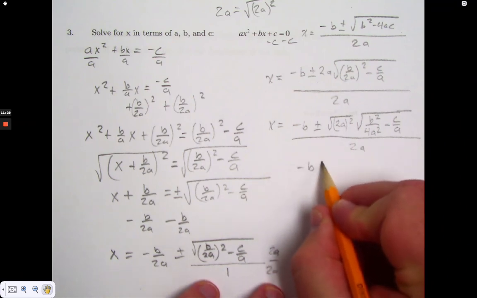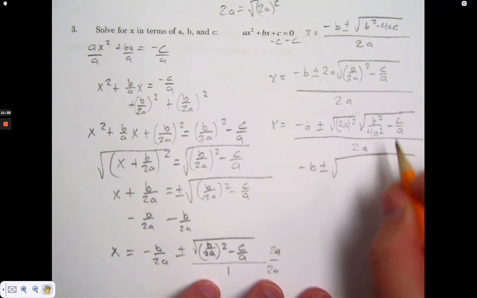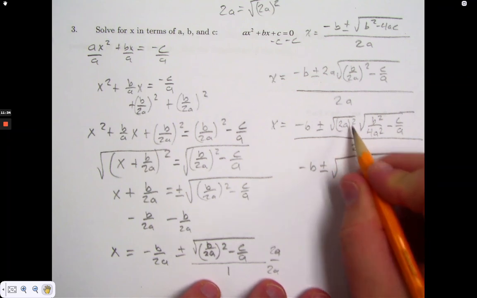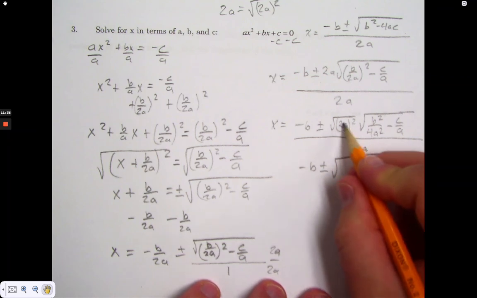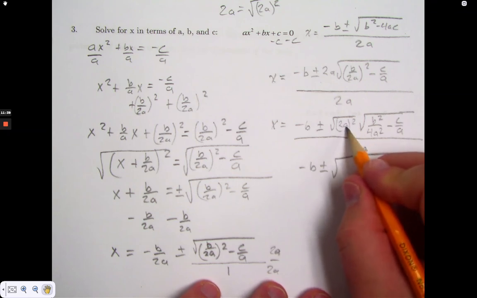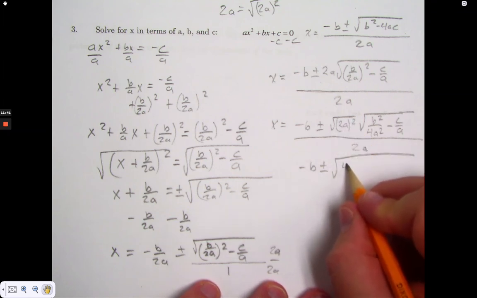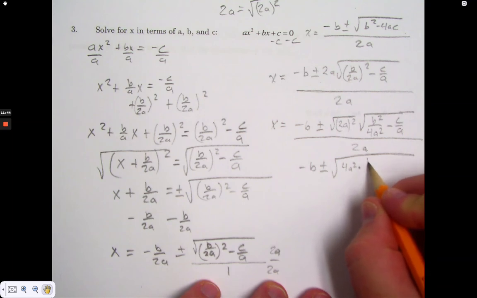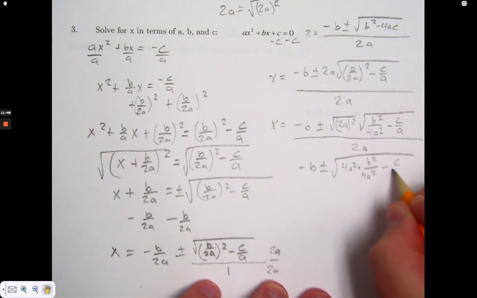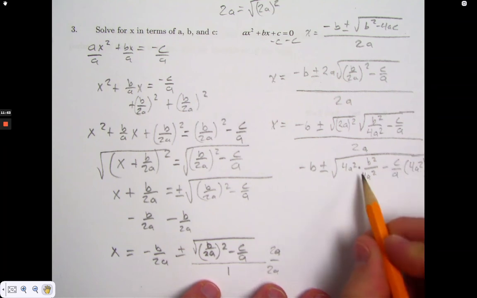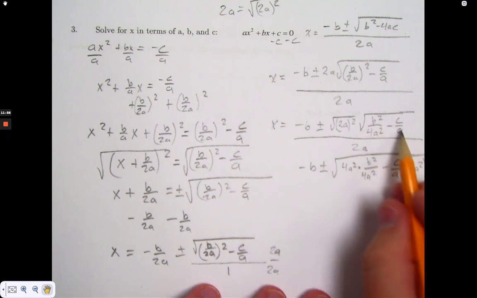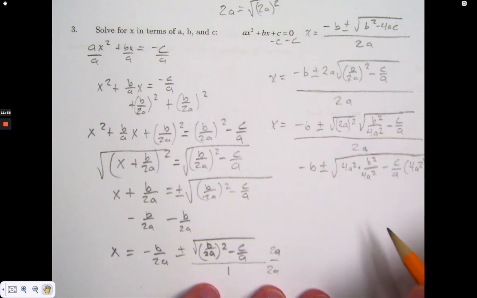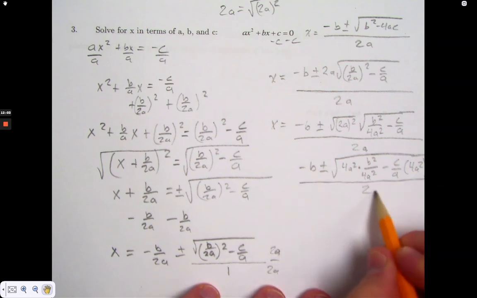So then this is negative b plus or minus the square root of, and 2a squared is just 4a squared, because it's the quantity squared. So 2 squared is 4, and then a squared. So that's going to be 4a squared times b squared over 4a squared minus c over a times 4a squared. Because we have to distribute it to each part of this, so it doesn't have to all stay in parentheses. And then that's all over our 2a.